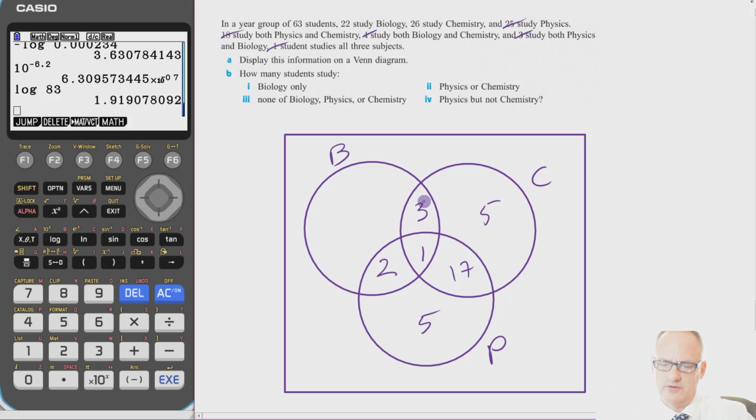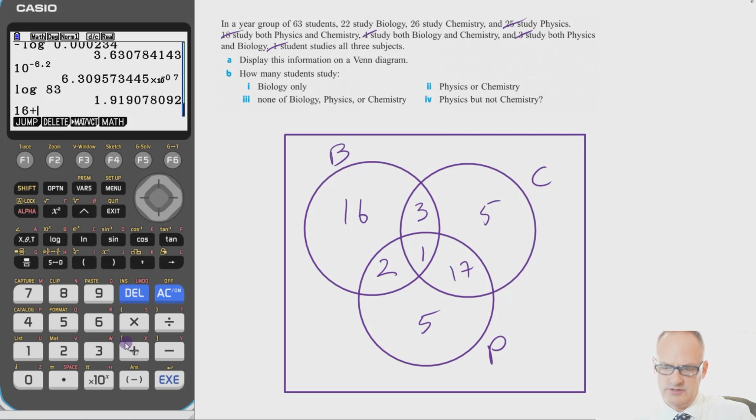That's 24 off. That's 16 left over for the biology section. Okay, so we displayed all this information on the chart. Now it says a group of 63 students. It doesn't say they have to study one of those subjects.